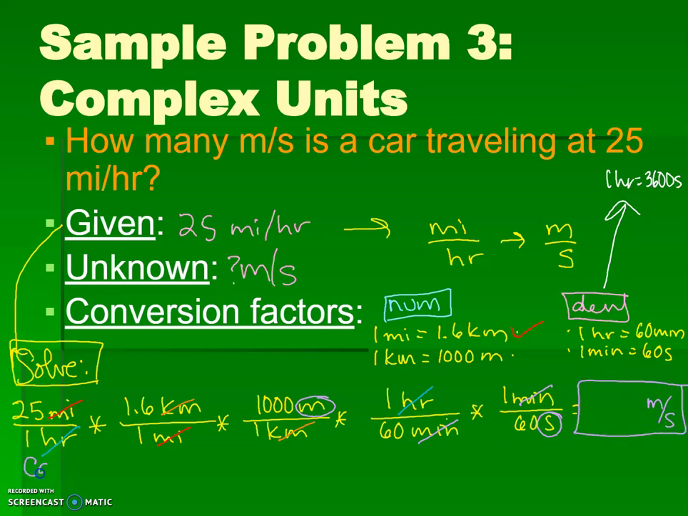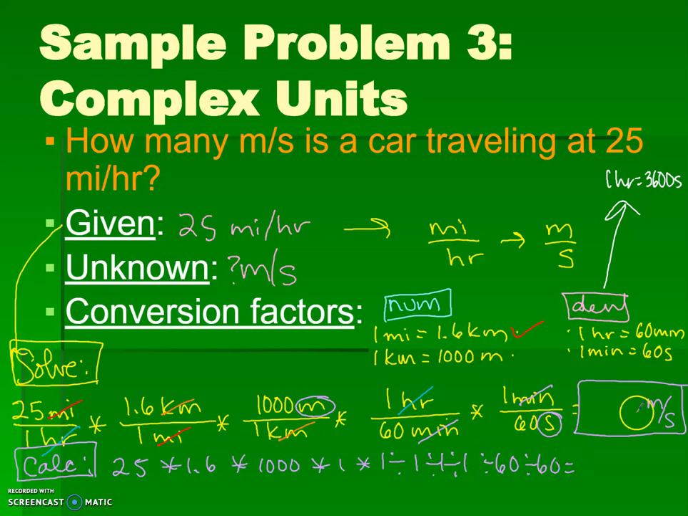So how do I put this in the calculator? Just like before, multiply the entire numerator, divide by the entire denominator, hit enter only once. 25 times 1.6 times 1,000 times 1 times 1 divided by 1 divided by 1 divided by 1 divided by 60 divided by 60 equals 11. Same number of sig figs. 11 meters per second has 2 sig figs, so does 25.